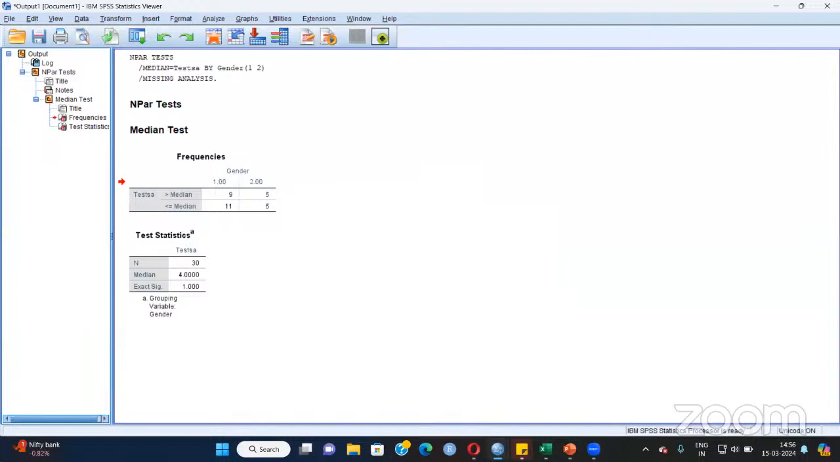Next, you will get this data. You will get the frequencies. So median is the cutoff point. You can find 9 people among the male greater than the median, and 11 people less than or equal to the median. And among the female, 5 people are above the median and 5 are less than or equal to the median.